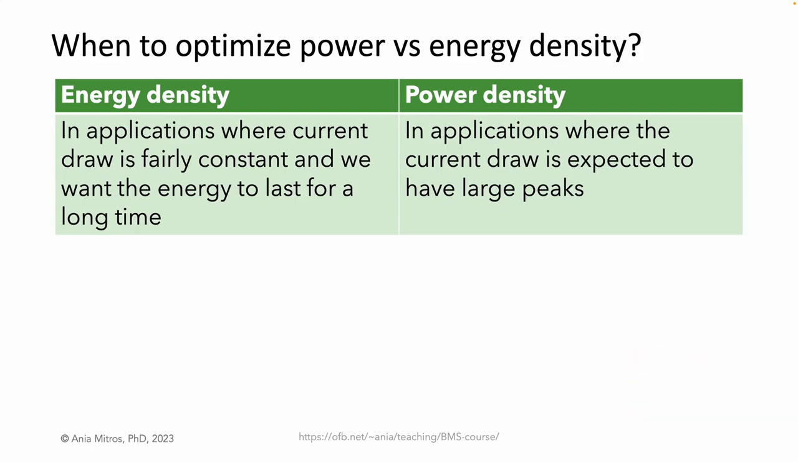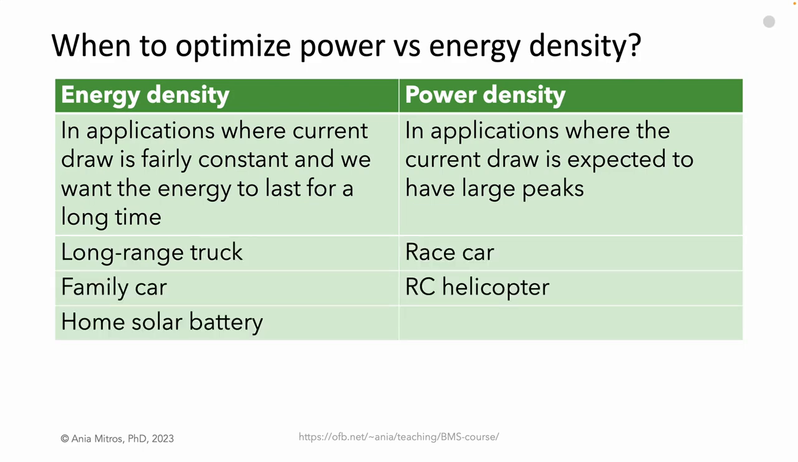We optimize for energy density in applications where current draw is fairly constant and we want the application to operate for a long time. Power density should be prioritized in applications where the current draw is expected to have large peaks. For example, energy density is important for long-range trucks because the current draw is fairly constant and they need to go for a long time. Power density is important in applications such as race cars, which need to accelerate quickly with correspondingly high peak currents, or RC helicopters, which have high peak currents but the duration of usage is low.